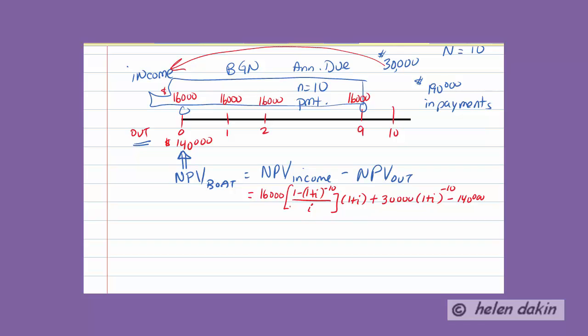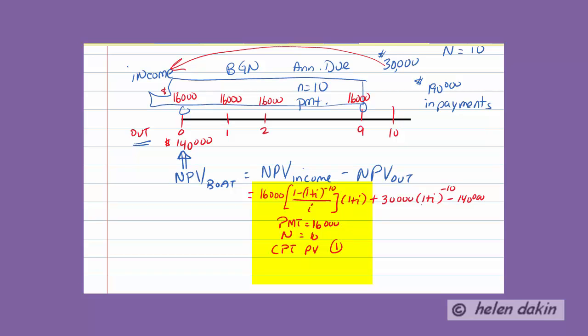CY is equal to 1, PY is equal to 1, the PMT is equal to $16,000 and the number of payments is equal to 10. And what you should do is compute the present value for the first case and store that in memory 1.